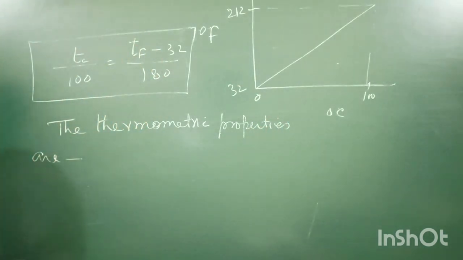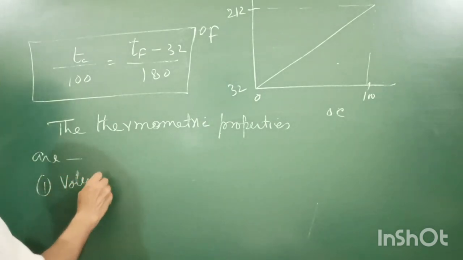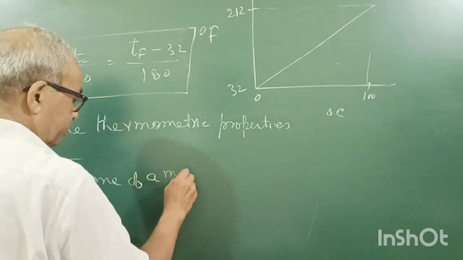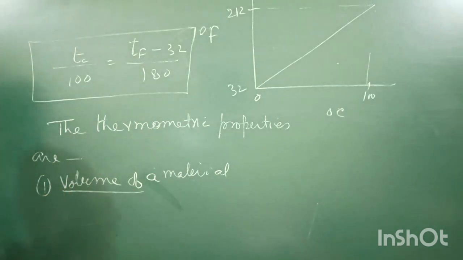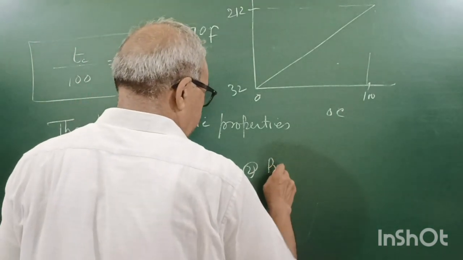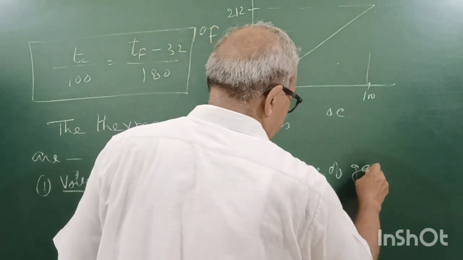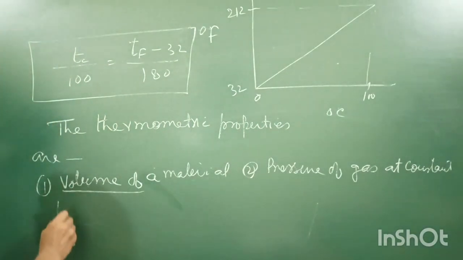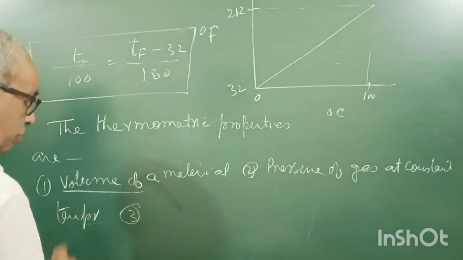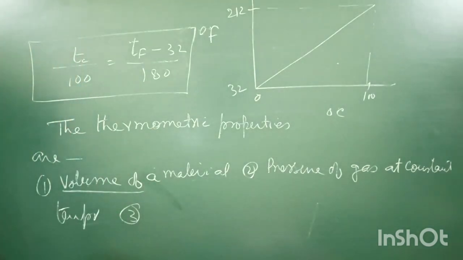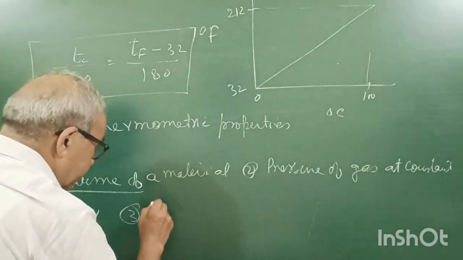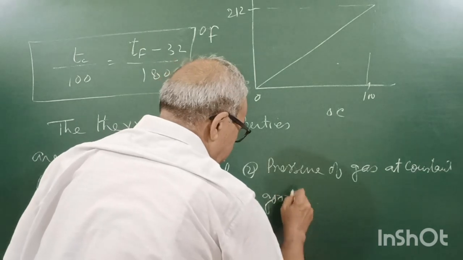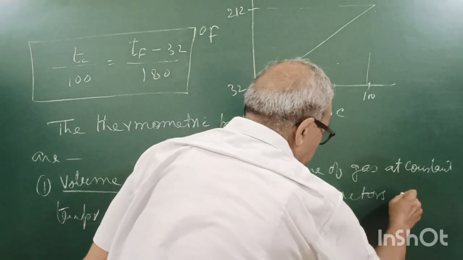Number one, volume: volume of a material. Generally, we take volume of liquid and gas. Number two, pressure of gas at constant temperature. And number three, resistance of good conductors of electricity.